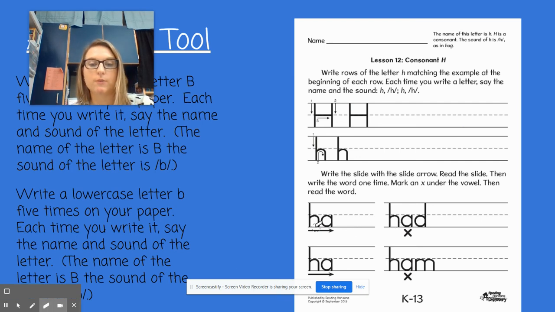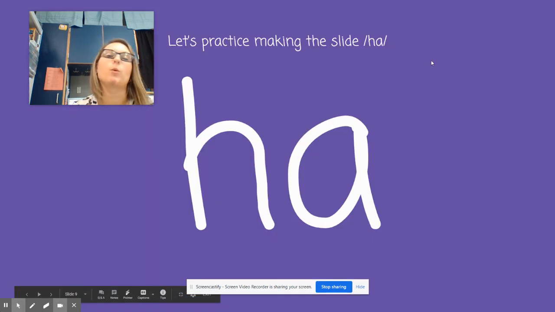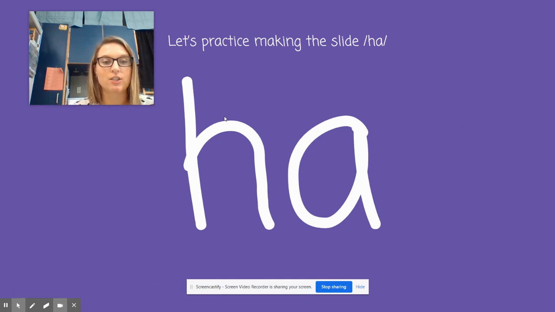We're going to read this slide. No, we're not. We're going to move on and then we'll come back to this. When we put H with the letter A, we're going to slide them together. H says, A says, ah, together, ha. Remember, like we're going down the slide, ha.